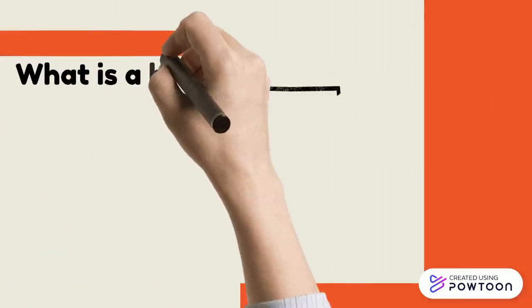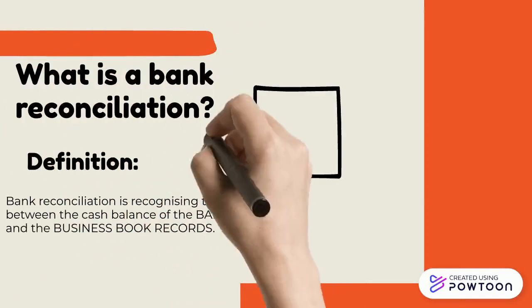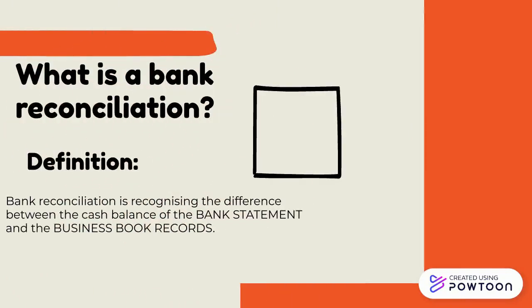So what is a bank reconciliation? A bank reconciliation is recognising the difference in cash balance between the bank statement and the business records. Businesses like a restaurant like to keep their cash in both the bank and on the business premises. A bank reconciliation is needed to reconcile the difference in cash between the two amounts.